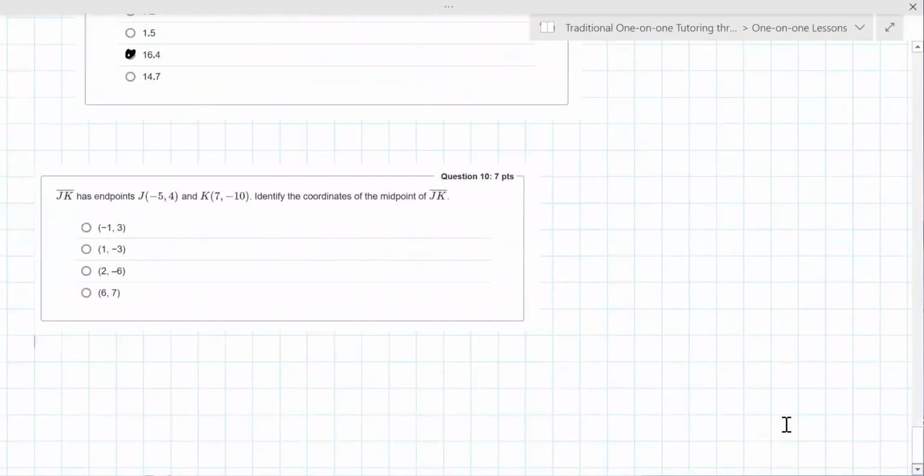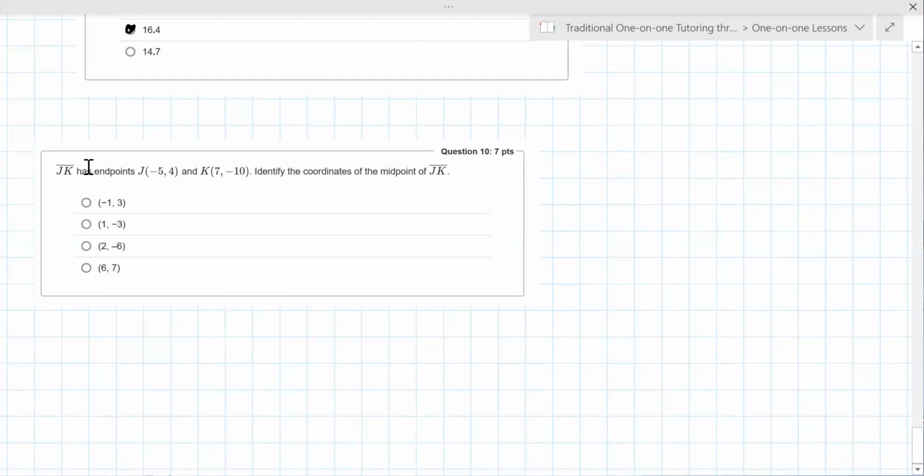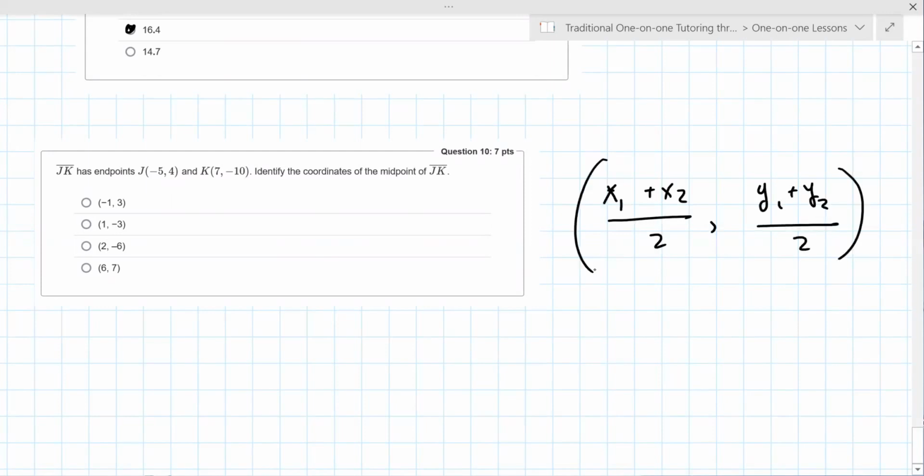So it says that JK has endpoints. That means those are the values at the end, and they want the midpoint. So do you remember the formula for the midpoint? Yes, x1 plus x2 over y1 plus y. Oh, wait. No, wait. Divided by 2. Yeah, it's like an average. You take these two X values, you add them, and then divide by 2. And that's what an average is. Then you take these two Y values, add them up, and then divide by 2.